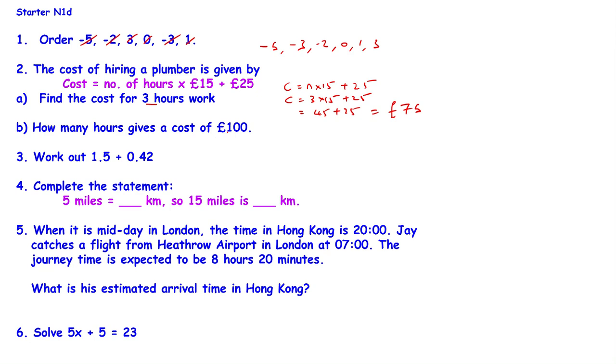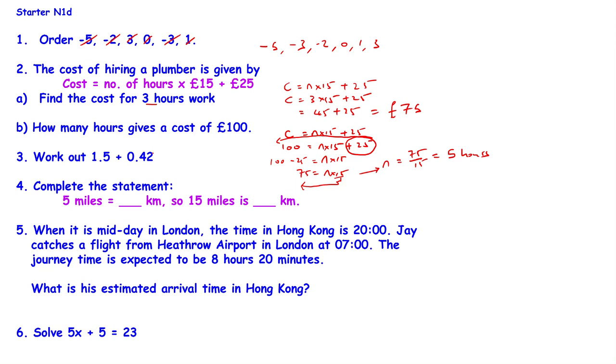For part B, how many hours gives a cost of £100? Again, with the same formula, C equals N times 15 plus 25, but this time we know the cost is 100. We don't know what N is, plus 25. So we float and ping the 25, take it over this side. So we got 100. Is plus 25 on this side, so it becomes a minus 25 on that side, is equal to N times 15. 75 equals N times 15. So that means that if we take the 15 down the escalator under 75, N is going to be equal to 75 divided by 15, which is 5 hours.